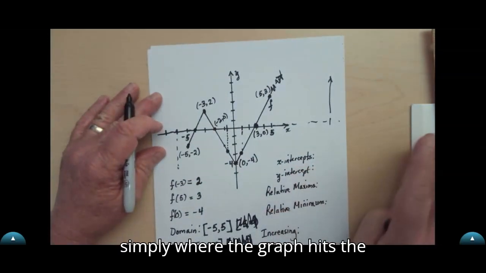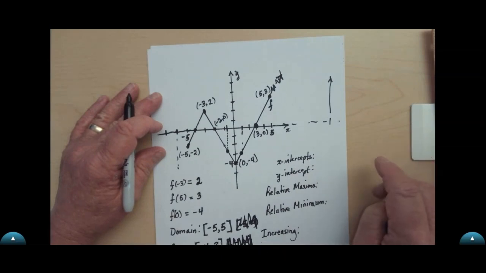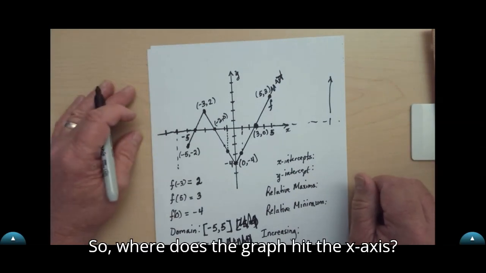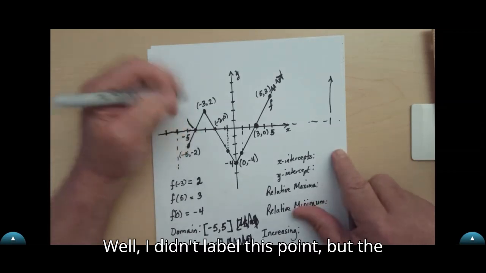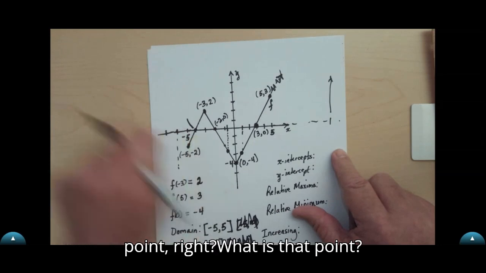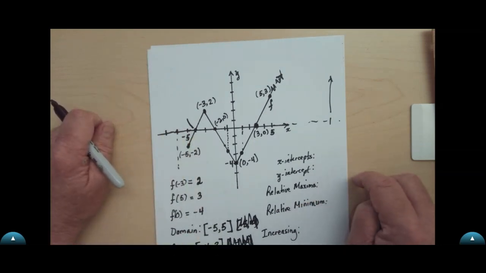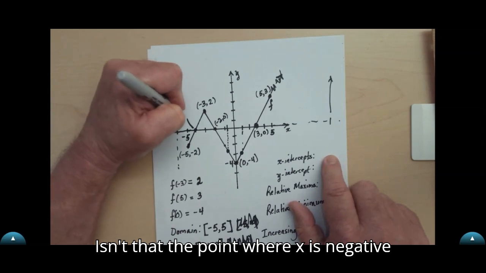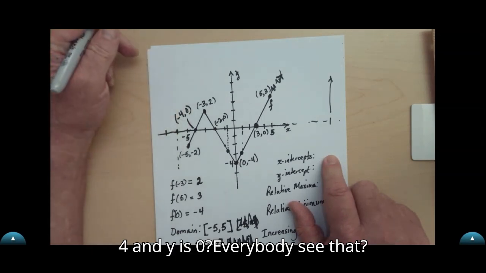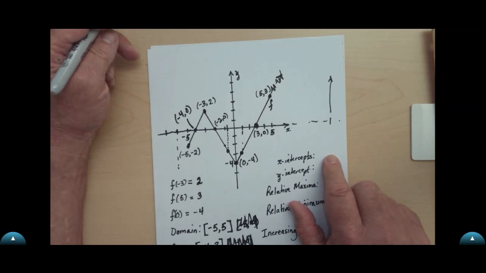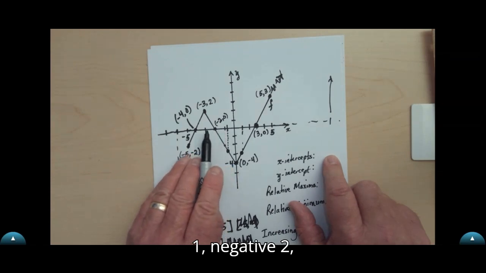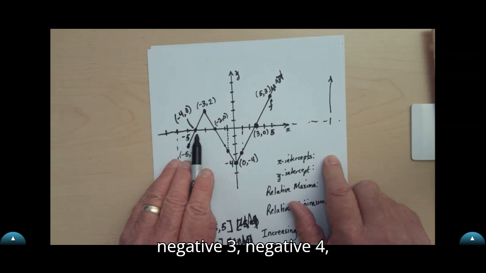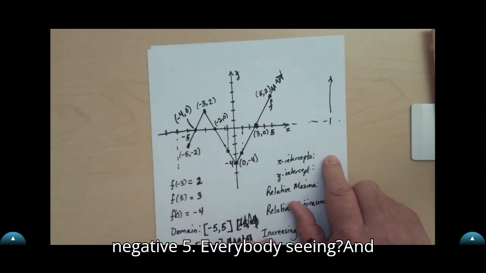Okay, x-intercepts. X-intercepts are simply where the graph hits the x-axis. So where does the graph hit the x-axis? Well, I didn't label this point, but the graph clearly hits the x-axis at that point, right? What is that point? Isn't that the point where x is -4 and y is 0? Everybody see that? Well, there's -1, -2, -3, -4, -5. Everybody see?